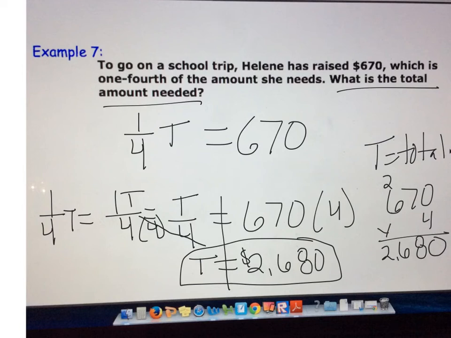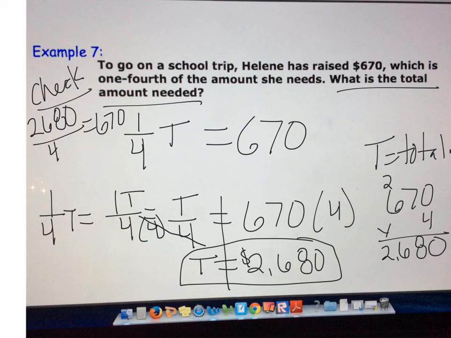Now, checking it, I'm kind of running out of room here. I'm going to put it right here. If I check it, I'm going to take my variable T, which is equal to 2,680, and I'm going to divide it by 4 to ensure that it's equal to 670. This would be a great time to use a calculator. 2,680 divided by 4 is actually equal to 670. So, our solution checks out.